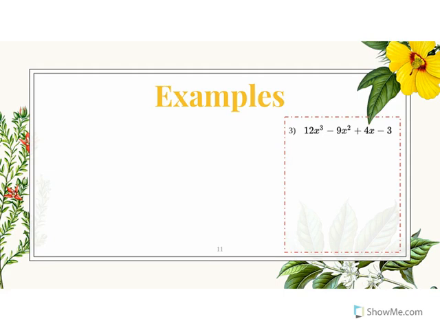For my next example, we are going to go through 12x cubed minus 9x squared plus 4x minus 3. Again, are we in standard form? Yes, we are. 3, 2, 1, 0. So I'm going to take the GCF of my first two terms, 12 and 9. So I know that 3 is actually the GCF of the numerical value for that.